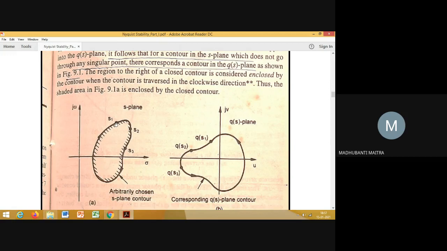Now this is one convention. In control engineering, we follow this particular convention: while we traverse the contour in the clockwise direction, we identify the region which is lying to the right of the contour. Look, I'm traversing the contour in this direction, and this is the region lying to the right of this contour. Just try to follow this contour in this direction, and we'll find that this shaded region is lying to the right of the contour. Do you agree?